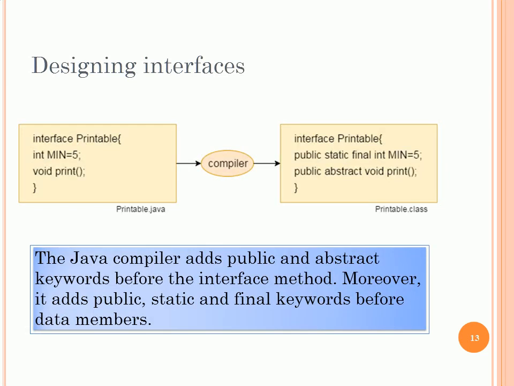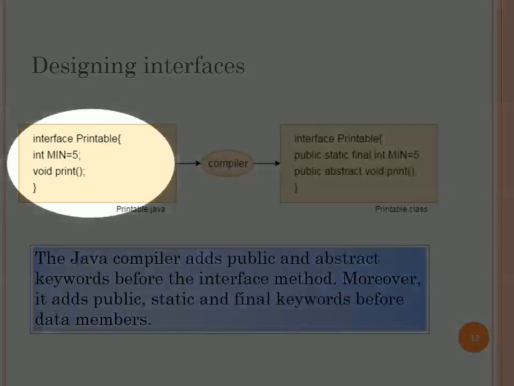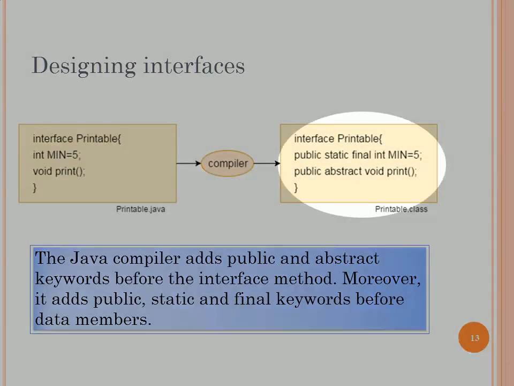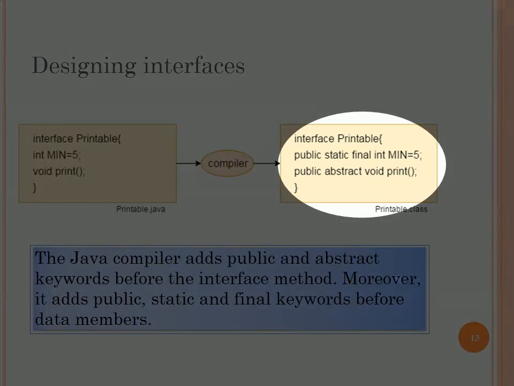You can see here an example of an interface called printable, which has one variable, integer min equals to 5, and it has one abstract method called print. Now, the compiler will automatically add public and abstract keywords before the interface method. Moreover, it will add public, static, and final keywords before the data variable.